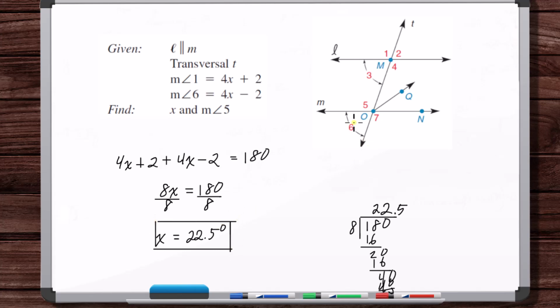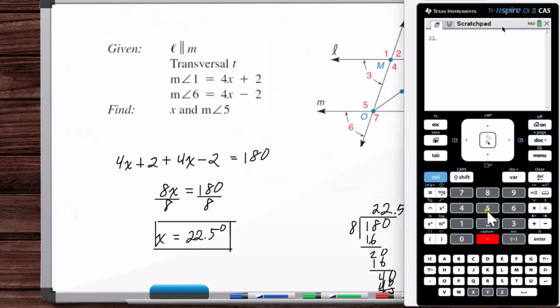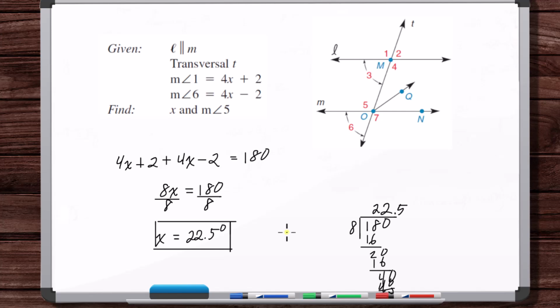Now, what is the measure of angle 5? Well, corresponding angles are congruent. 1 corresponds to 5, so the measure of angle 5 is equal to the measure of angle 1. So what is the measure of angle 1? Let's plug in x: 4 times 22.5 plus 2, so 92.